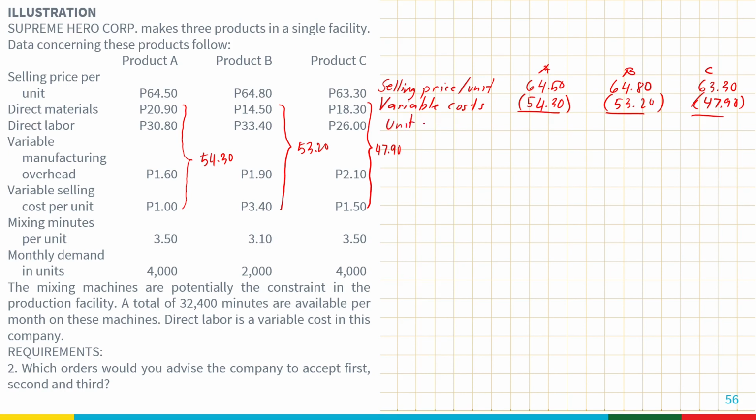Unit contribution margin. 64.5 minus 54.3, that's 10.2. 64.8 minus 53.2, 11.6. 63.3 less 47.9, 15.4.